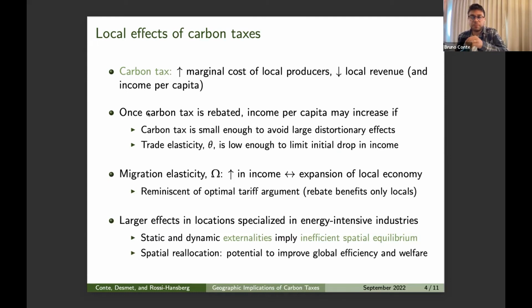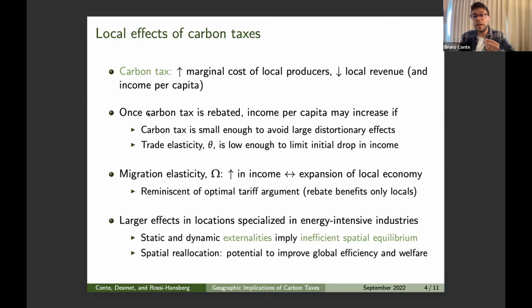A local carbon tax is an increase in the marginal cost of producing for the local firms in this location that is unilaterally taxing carbon. And therefore that creates this direct distortive effect through the reduction in the revenue that the producers in these locations are going to have, as they become less competitive to produce and export. But once these transfers are accounted for, once the carbon tax is rebated, the income per capita may increase if two conditions hold. The first one is that the carbon tax is not large enough, so the distortive effects are not immense in the economy.